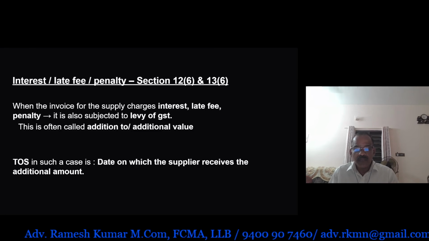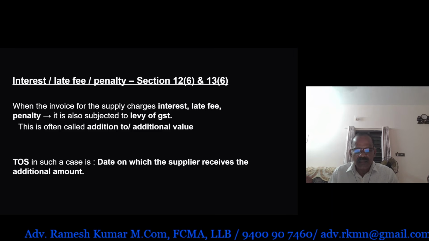Now we come to a very practical provision, which is provided in section 12 subsection 6 and section 13 subsection 6. Suppose the customer delays the payment. Because of the delay, the supplier charges an additional amount. For example, interest for delayed payment, or there can be a late fee, there can be a penalty as well. So the GST law treats such additional amounts as part of the value of supply, subject to applicable provisions, of course.